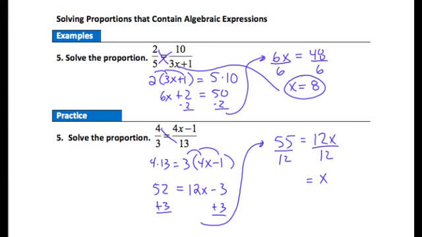So depending on your instructor, 55 twelfths would be a good answer if they're allowing you to leave it as an improper fraction. If we had to write this as a mixed number, we would say that 12 goes into 55 4 times, and that'd be 48, so we'd have 7 left over, so it looks like 4 and 7 twelfths. So depending on your instructor, either of those answers would be correct.